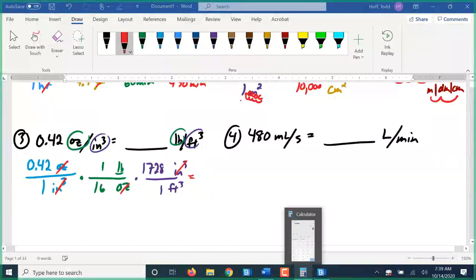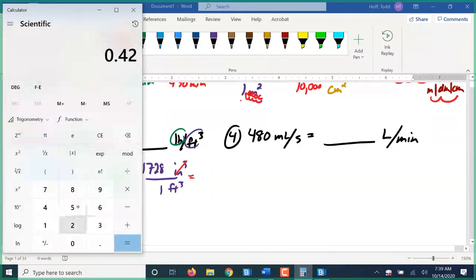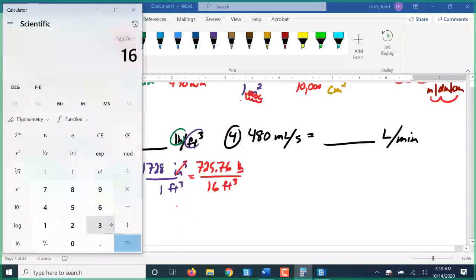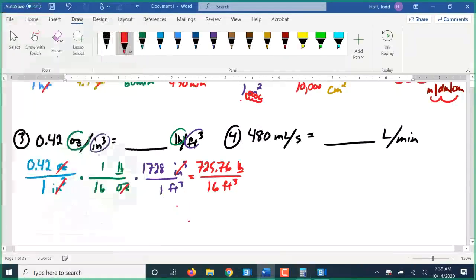Now on top, we have 0.42 times 1,728, giving us 725.76. And that is pounds. On bottom, 1 times 16 times cubic foot is 16 cubic feet. So we just have to divide that out, dividing by 16. 45.36 pounds per cubic foot.